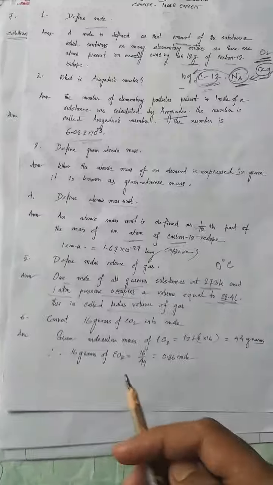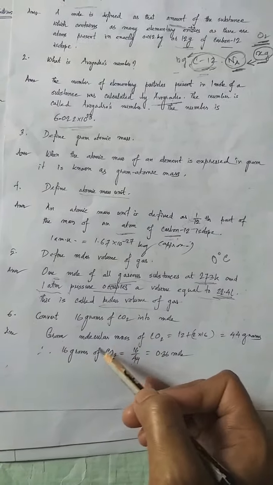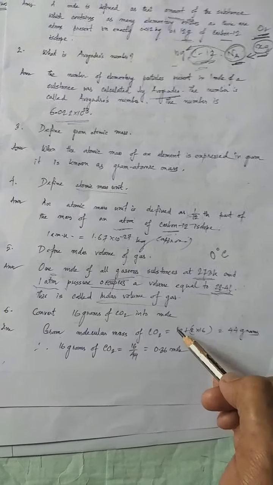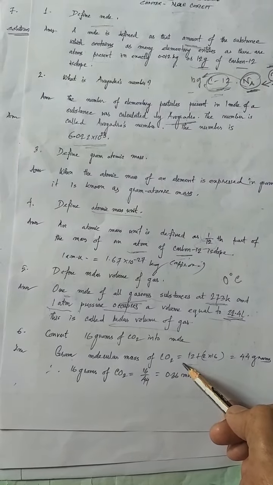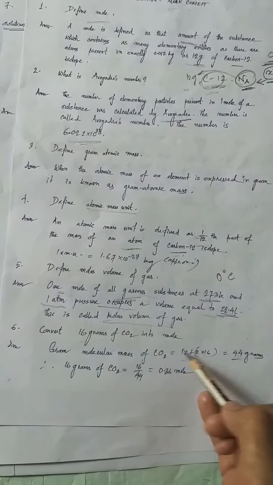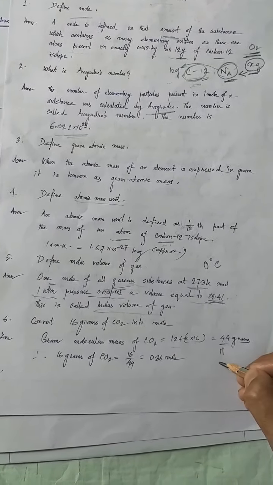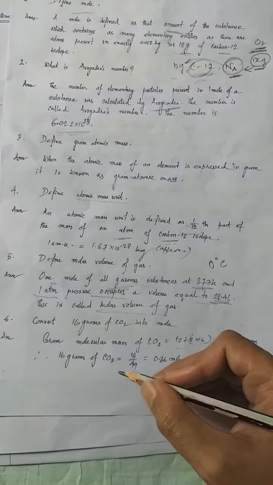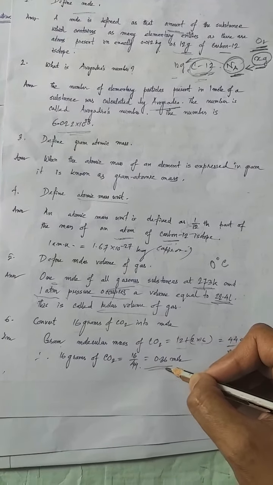Now there is a numerical problem which is very interesting here. You can see that you have to convert 16 grams of carbon dioxide into mole. Now gram molecular mass of carbon dioxide is 12 plus 2 into 16. You know that this 12 gram is the gram atomic mass of carbon, and this is for oxygen. If you calculate this, this will give you 44 grams. So 44 grams of carbon dioxide is 1 mole of carbon dioxide. So if 44 grams is 1 mole, then 16 grams will be 16 divided by 44. Simple unitary method. That will give the answer 0.36 mole.